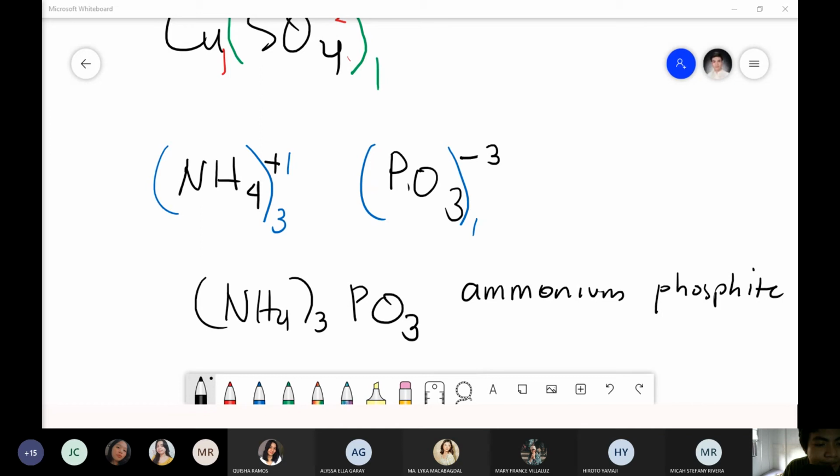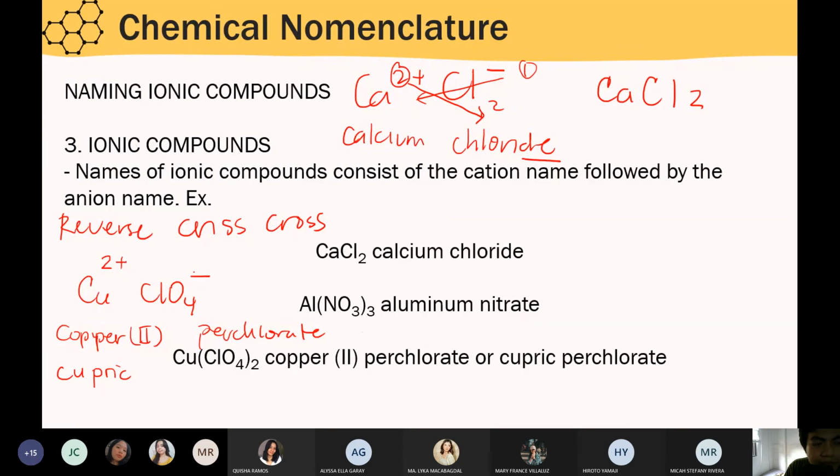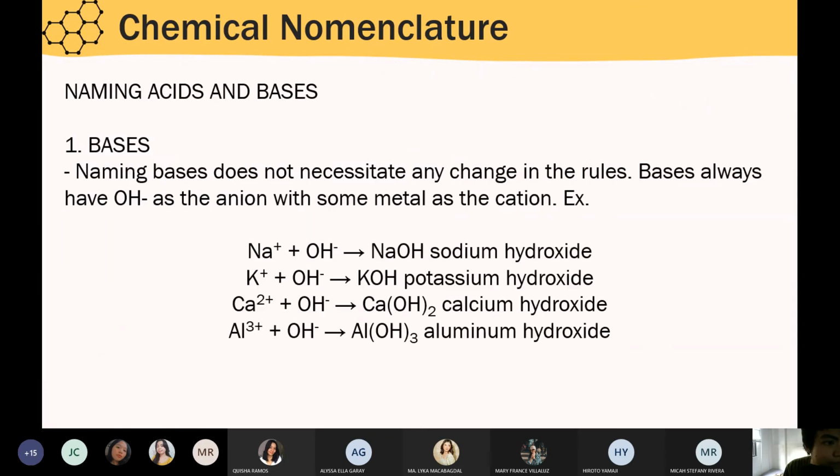What else? So basically, that's the rule for ionic compounds. To get the formula, you have to do the reverse crisscross. If you have a polyatomic ion, write a parenthesis. And then you name your cation, you name your anion, then you just combine them. So that's the idea in naming ionic compounds.